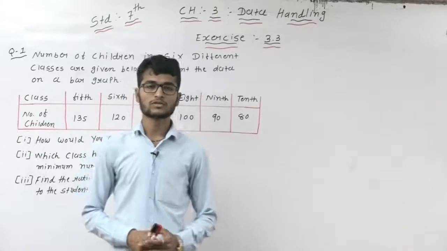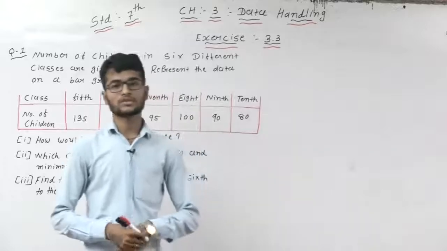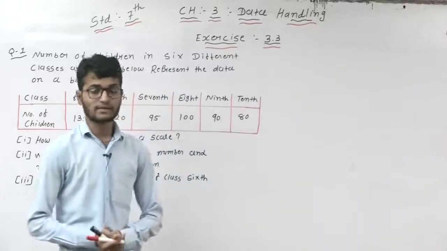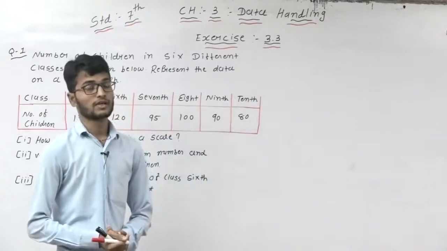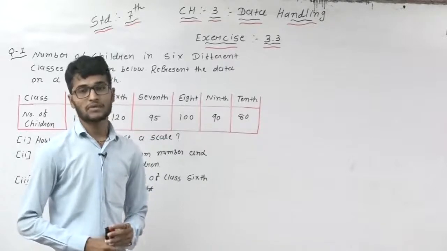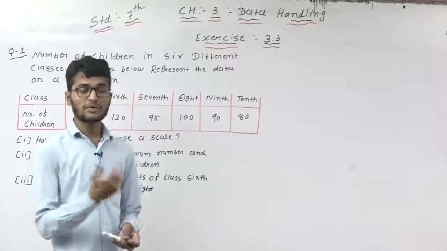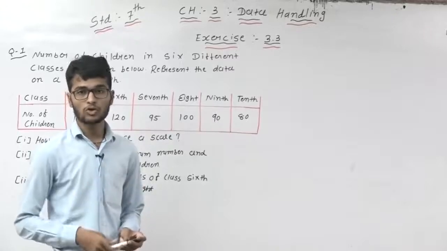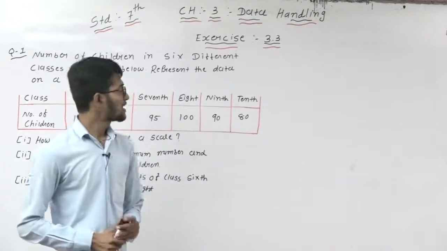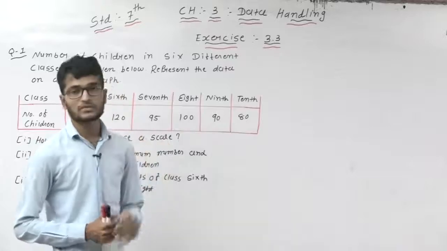Okay, now students, we will continue chapter number 3, data handling, for exercise 3.3. This exercise is the bar graph exercise, bar graph, double graph. It means this exercise is represented on your graph book or graph paper. So now see our first question.